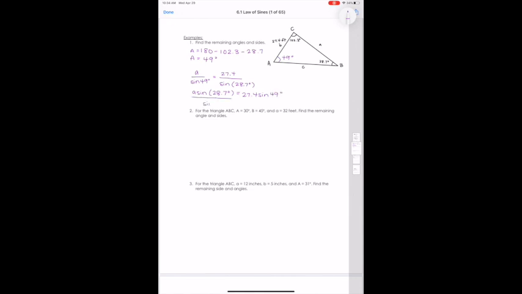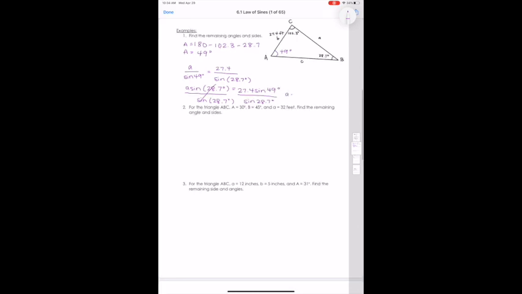And then we'll divide the left side by sine of 28.7 so that we can get a by itself, because we're looking for that side length. Make sure your calculator is in degrees, because we're using degrees instead of radians. And then plug that in. Make sure you use parentheses where necessary. Right, and then you end up with a equals 43.1 feet.